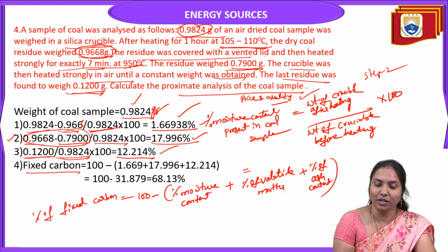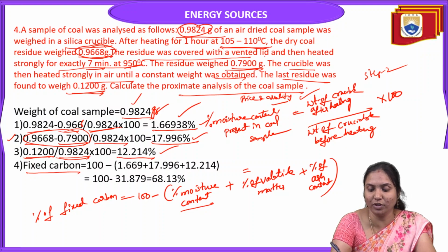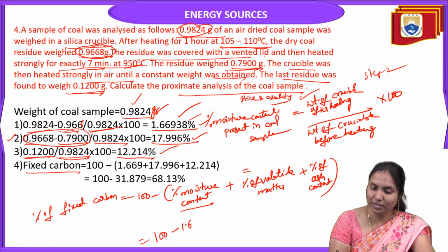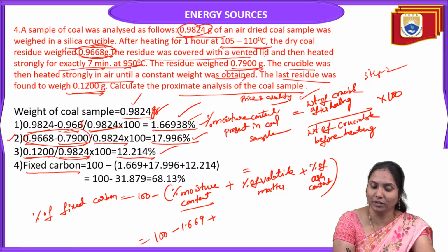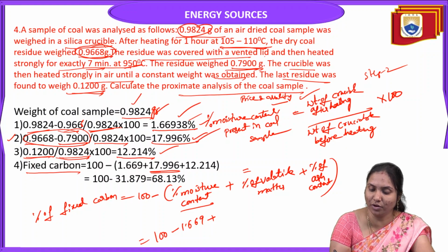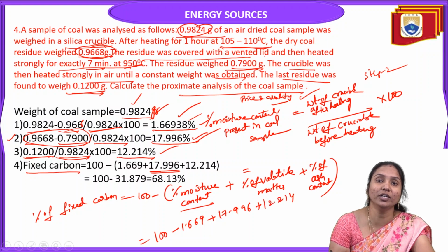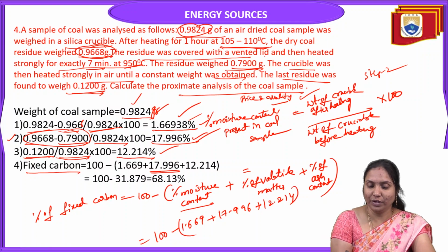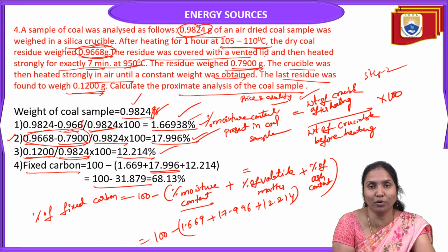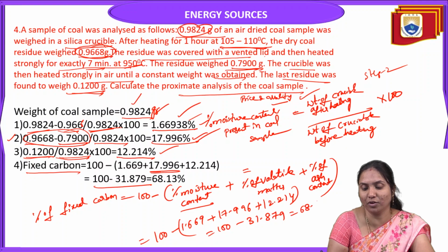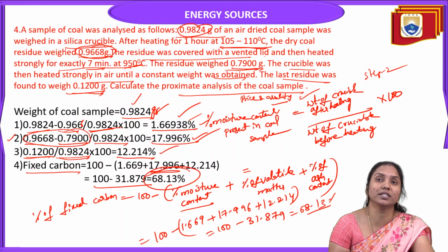So your percentage of moisture content is equal to 1.66. Here 100 minus moisture content 1.669 plus volatile matter already given here, calculated in the second step, 17.996, plus ash content 12.214. So finally we get 100 minus, after addition, 31.879. 100 minus 31.879 is equal to 68.13 percent. So 68.13 percent of fixed carbon is present in coal sample.